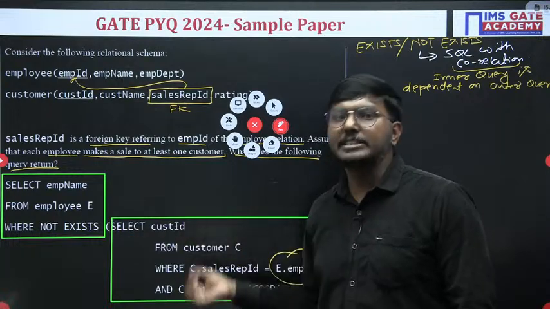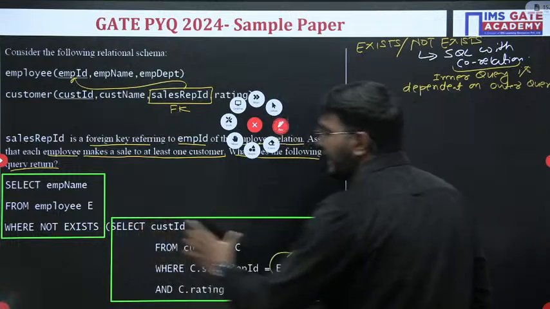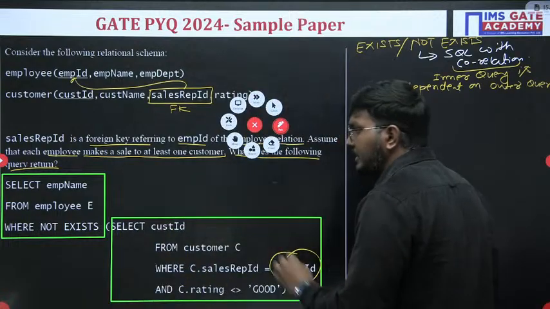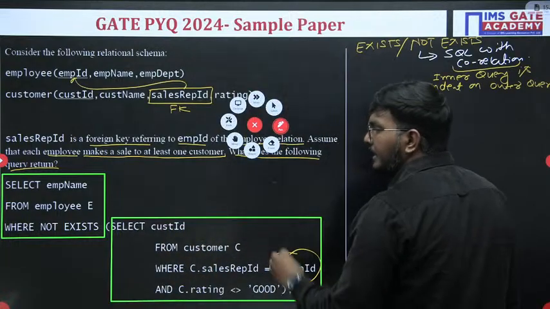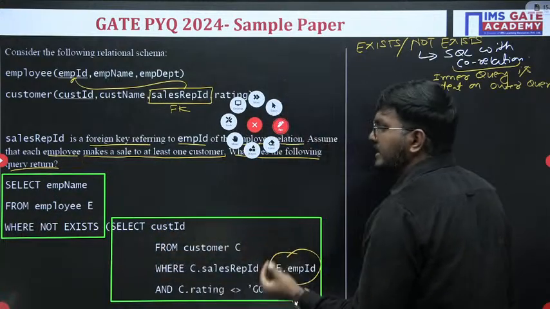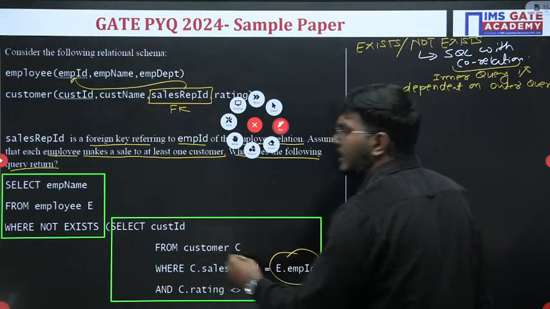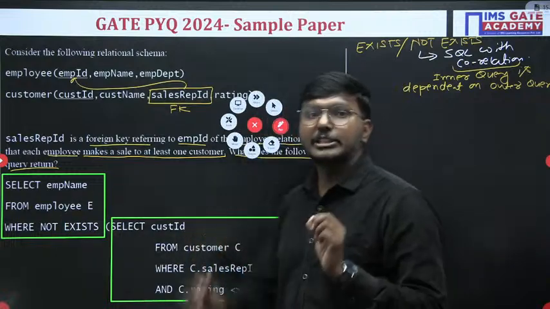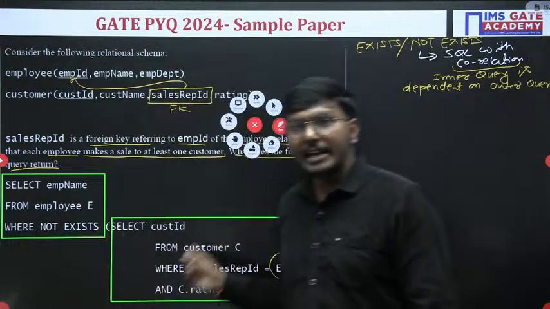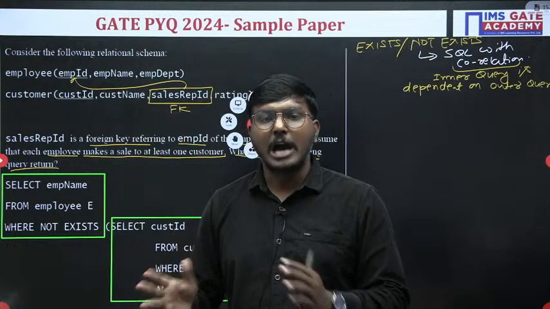If we have a SQL with correlation, then we know the execution flow changes. If the SQL is without correlation, the inner query is independent of the outer relation, so the inner query is executed first and its result is used as input to the outer query. But if the SQL is with correlation, the execution is different. How will it be executed?